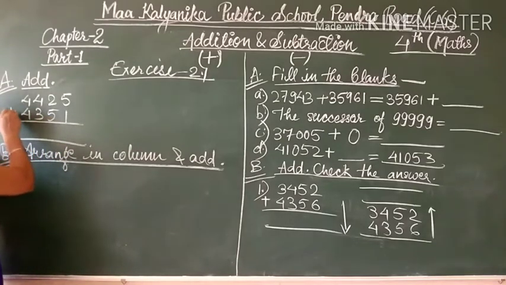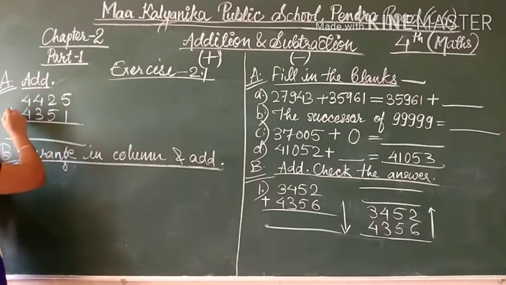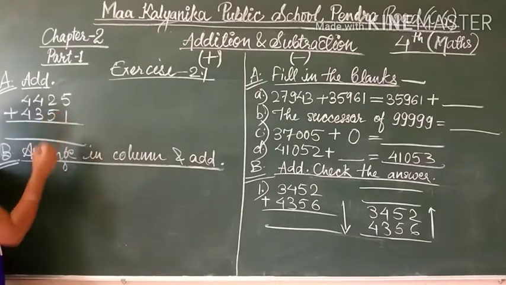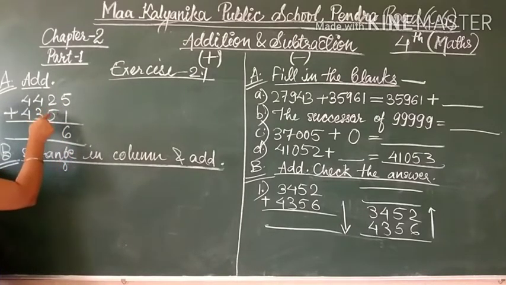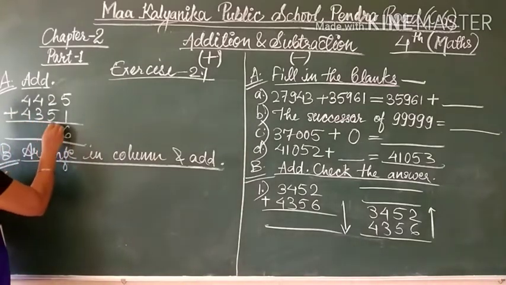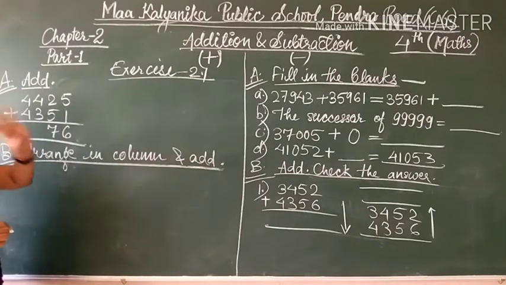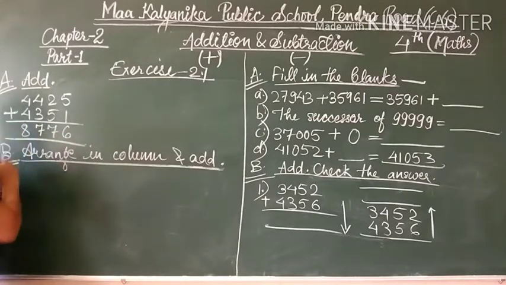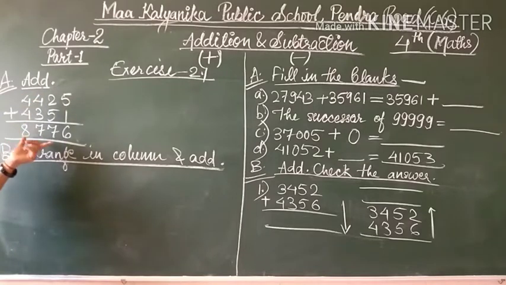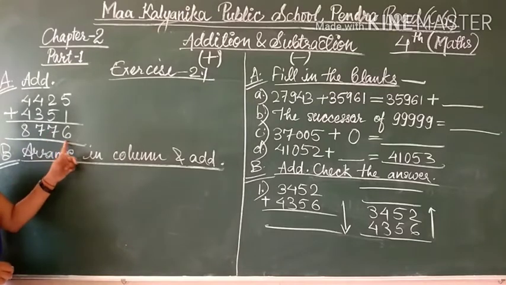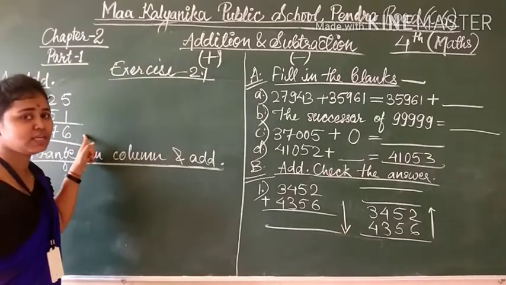Plus sign is there, which means you have to add. 5 plus 1 is 6. 5 plus 2, count forward: 5, 6, 7. 4 plus 3: 4 is there, 3 is there, 4, 5, 6, 7. 4 plus 4 is 8. So students, the sum of this question is 8776. This is the answer you received.